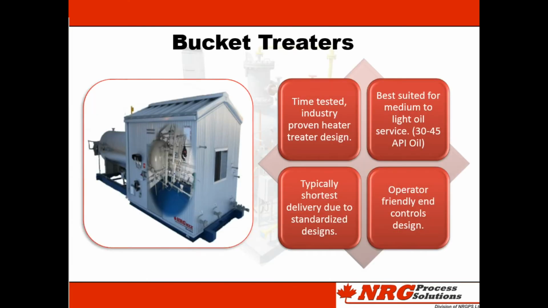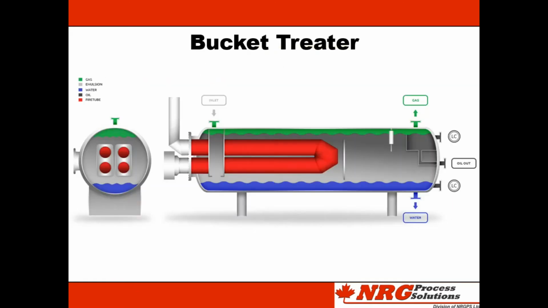Bucket treaters. This is a very popular model of treater. This unit is a time-tested and industry-proven design. They are typically used downstream of free water knockouts to remove the remaining water entrained in the oil. They are best suited for medium to light oil and have an end controls design. End controls means that the majority of operator control happens in the end or head of the vessel.